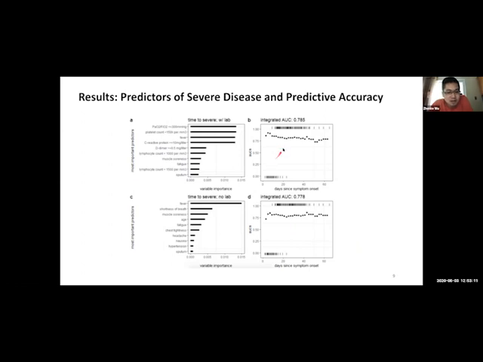Then we did something that excludes lab values. Actually, the AUC are pretty similar. Next slide, please.